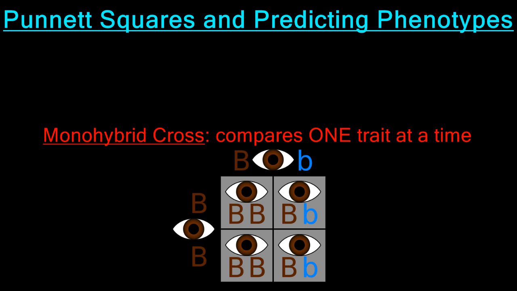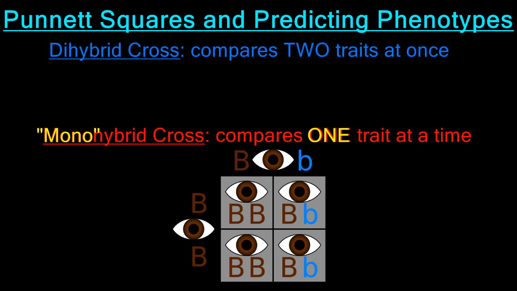This is called a monohybrid cross. The prefix mono means one. Now I will show you how to use a larger Punnett square to consider 2 traits at a time. The prefix di means 2. So when we examine 2 traits, it's called a dihybrid cross.